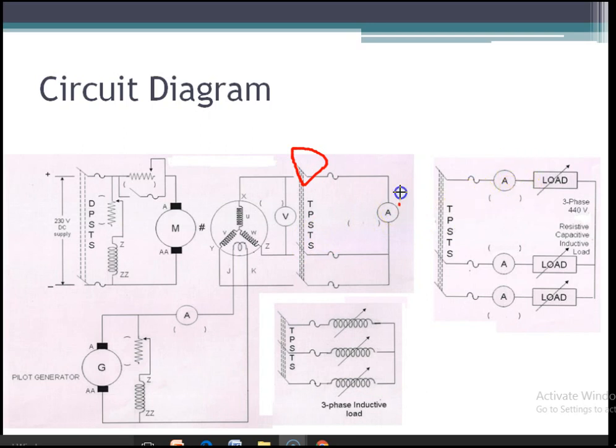Now keep on adding the loads. For each and every stage, measure IF, IL and the terminal voltage VL. That is, measure the field current, load current and the terminal voltage available. Repeat this procedure until you reach the rated current.